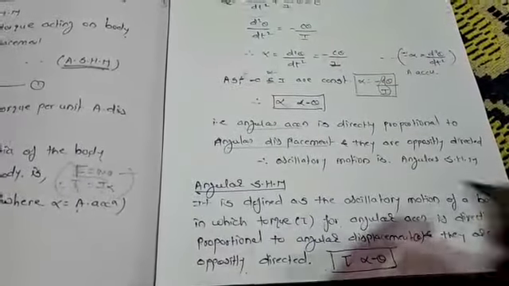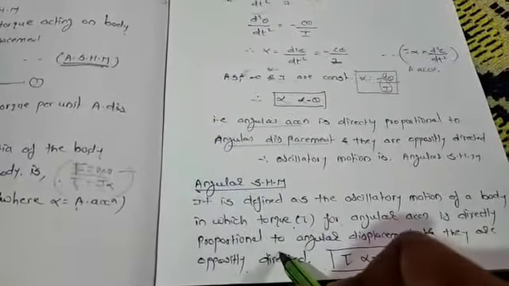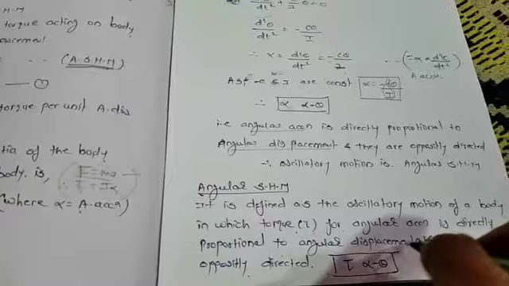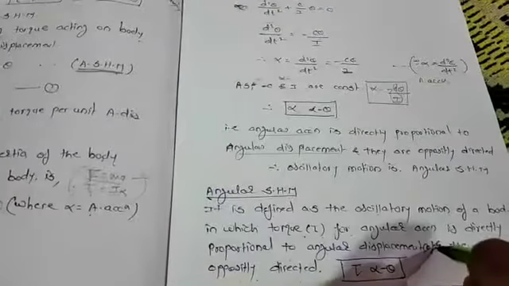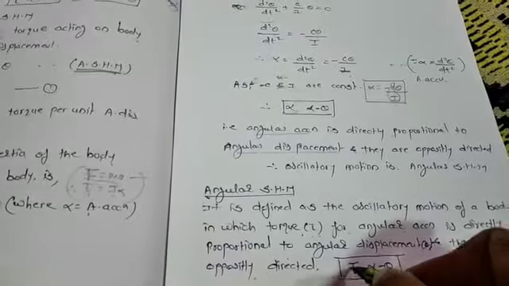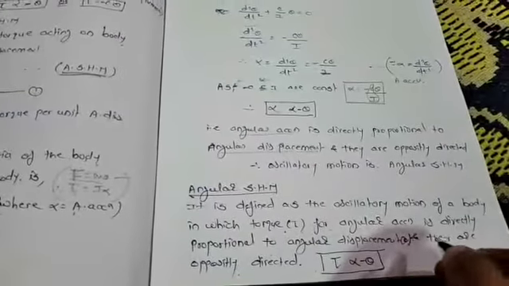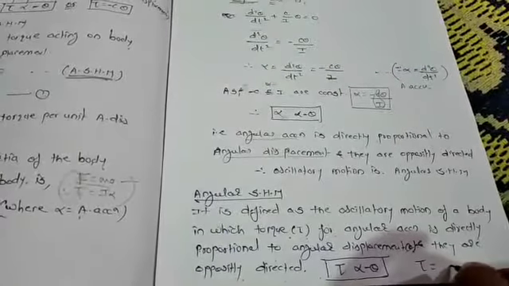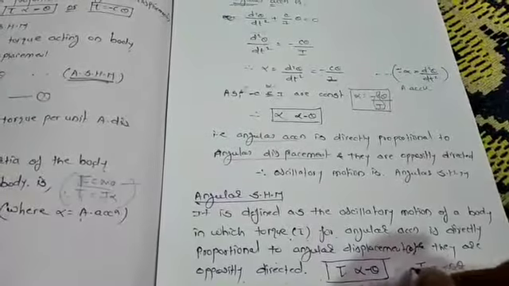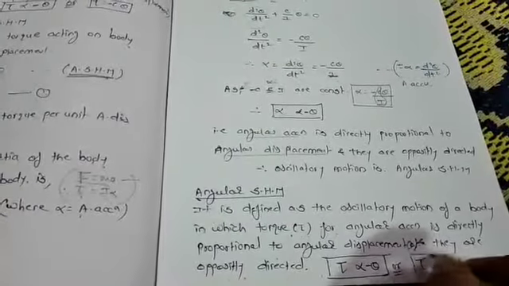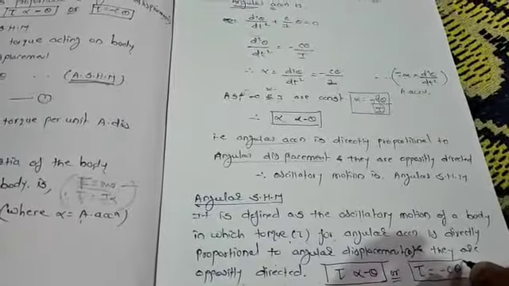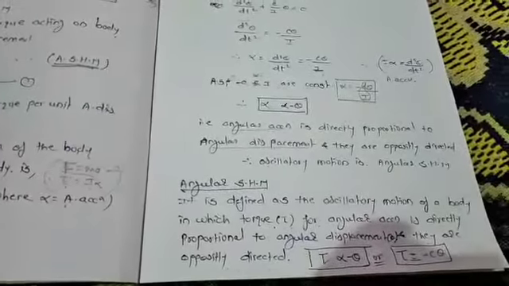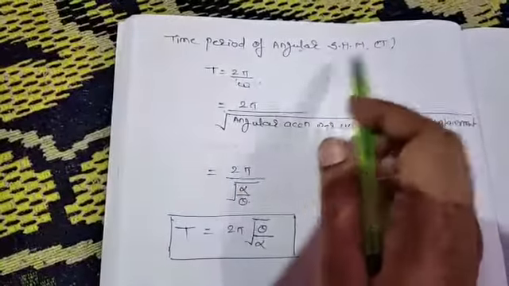In the linear case, the force is directly proportional to the linear displacement x, that is F is directly proportional to x and F is equal to minus kx. For the angular case, the torque is directly proportional to minus of theta, opposite. So we can write tau is equal to minus of c into theta. The constant k we take in the linear SHM, for the angular we take as constant c.